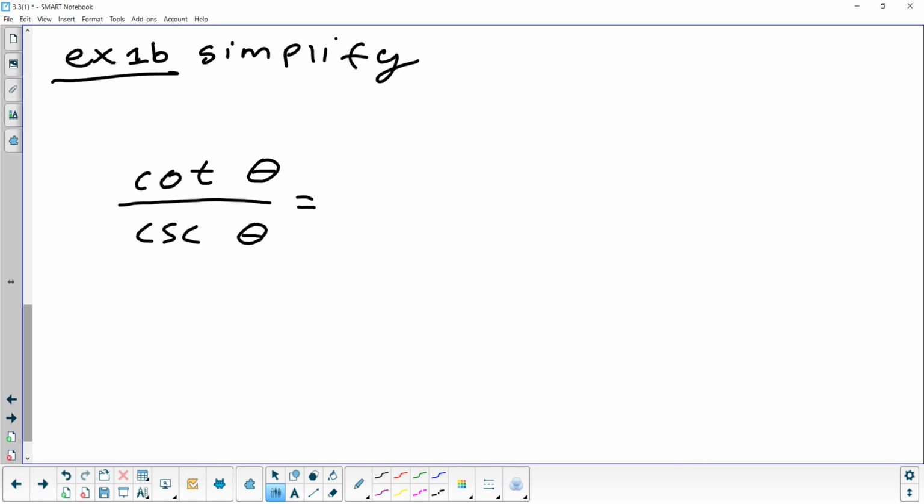What is cotangent if you rewrite it in terms of sines and cosines? We have two formulas for cotangent, and I want the one that has sines and cosines. Sine over cosine would be tangent. Cosine over sine. Cosine over sine.